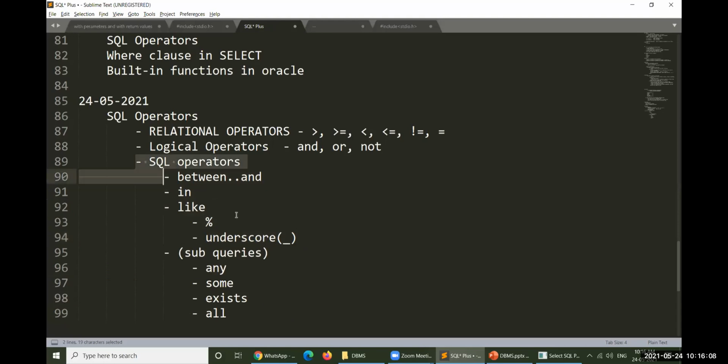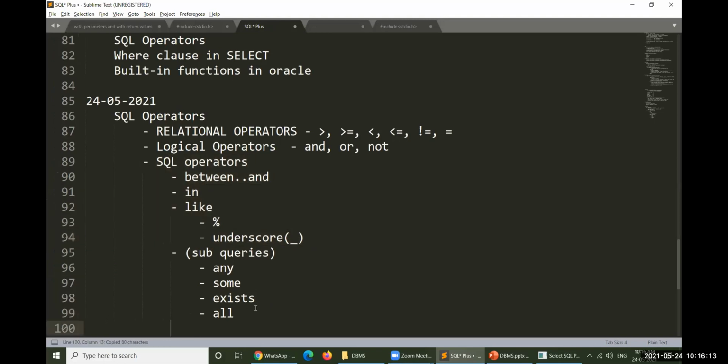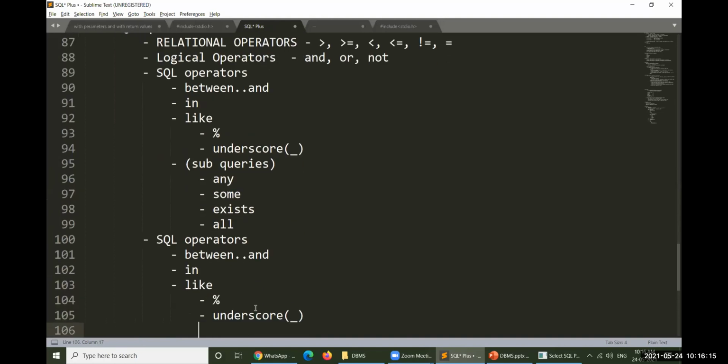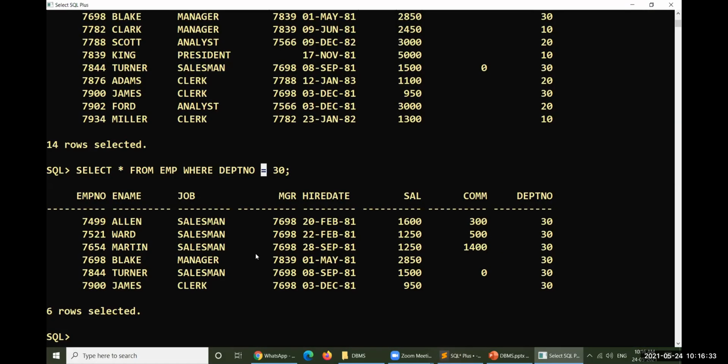Okay, let us take one more example in terms of doing some kind of exercise with AND, OR, NOT, less or equal to, greater or equal to, all these operators. Okay, so look at this. I'd like to display the details of all employees, whatever the details might be.